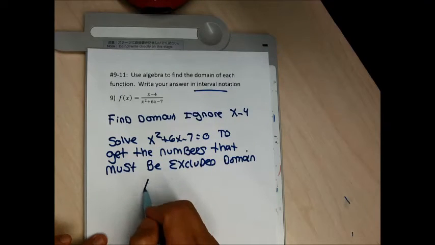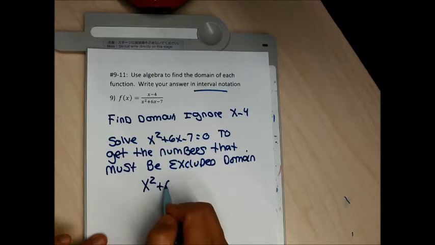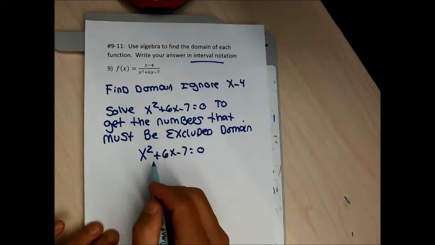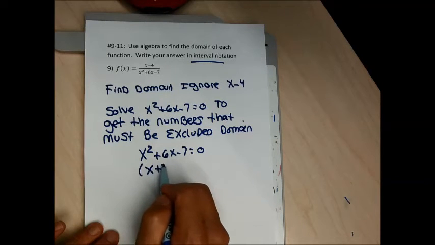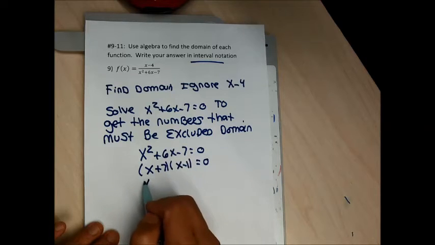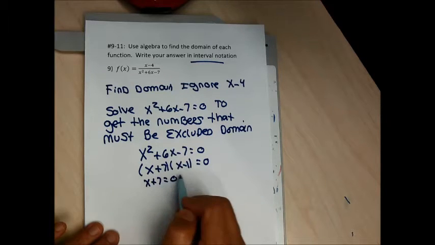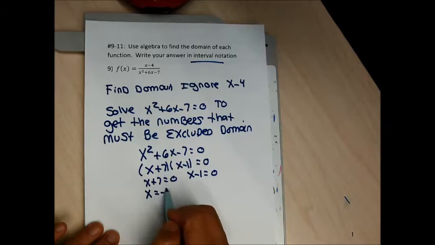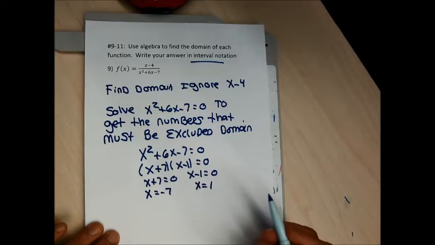So the algebra to find the domain of a fraction is we just set the denominator equal to 0. And in this case, when I set the denominator equal to 0, I factor it, and I set the factors equal to 0. The numbers I'm excluding from the domain are -7 and +1.